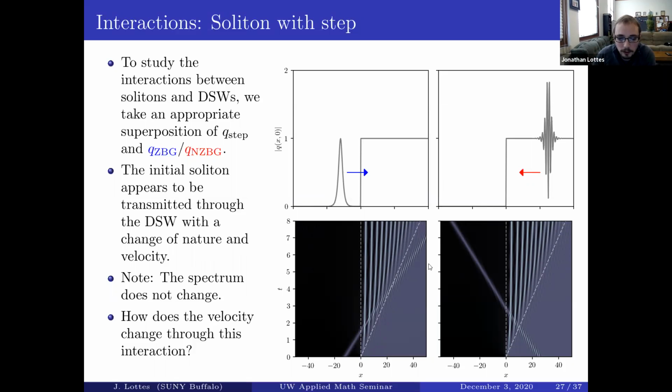And we see what looks like this initial zero background soliton traveling through the DSW and emerging on the other side as a breathing soliton on the non-zero background. And then the reverse in the other case, I send a soliton on a non-zero background through the DSW and it emerges as a soliton on a zero background. But the spectrum doesn't change, right? The solitons correspond to discrete eigenvalues. That doesn't change with time. And so the question is, how do the velocities change due to this interaction?